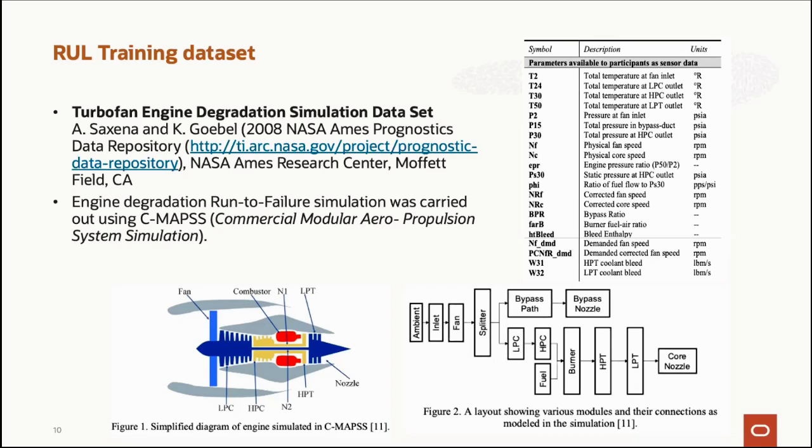In the data set, you will have, for example, the engine unit number, the time in cycles, how many operational settings there are, and of course all the 21 sensor data that comes from the data set.